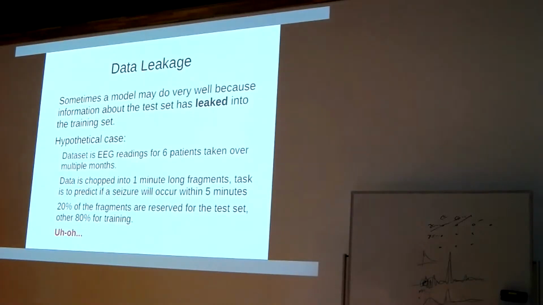I mix all my fragments together and I take 20% for test and 80% for training, and I made a mistake. Because the thing that's going to be most informative is which patient it came from, and both the training set and the test set contain information about all 6 patients. So I have no ability to use this test set anymore to say, will this generalize to a 7th patient? If I really want to do this, I would have to reserve enough patients to be statistically significant, which with 6 patients is going to be hard. But in principle, that's what I have to do.